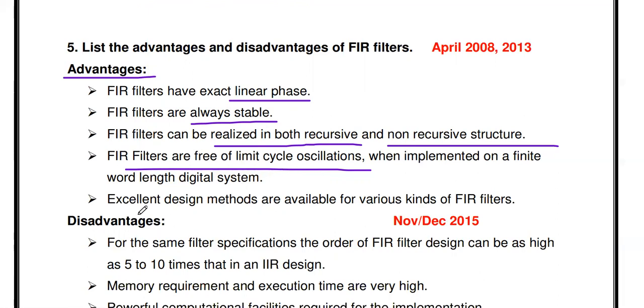Okay, the next one, excellent design methods are available for various kinds of FIR filter. So in order to design the FIR filter, you know, windowing technique, frequency sampling technique, Fourier series technique are available. Okay, so these are all the advantages of FIR over IIR.